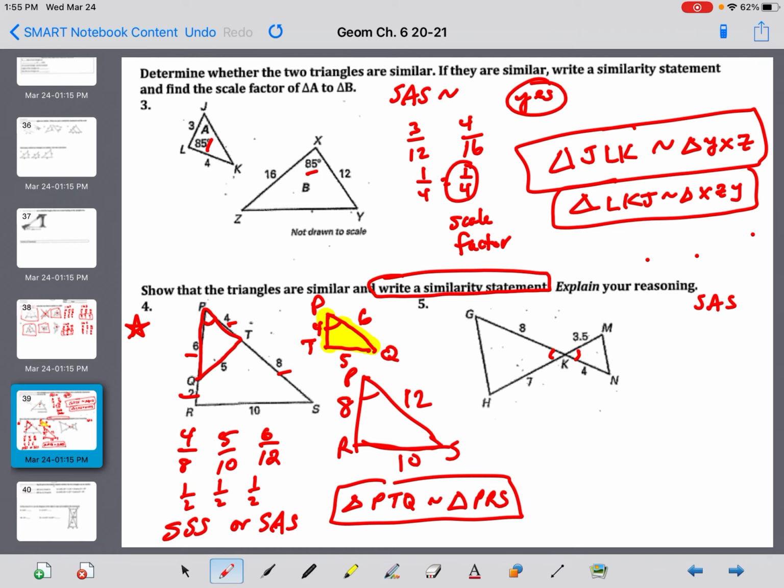Now, this one, they only give us 2 sides. They don't give us this side and this side, so we're definitely not doing SSS on this one. But let's see. I'm going to go shortest side is 7 and shortest side is 3.5.